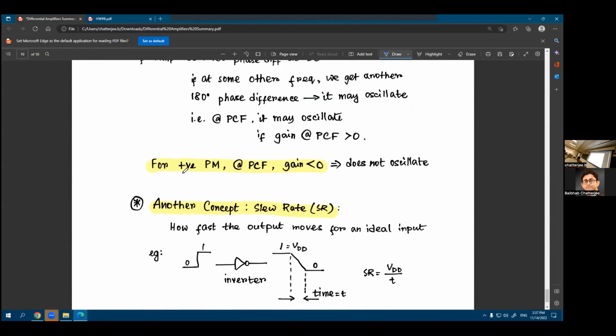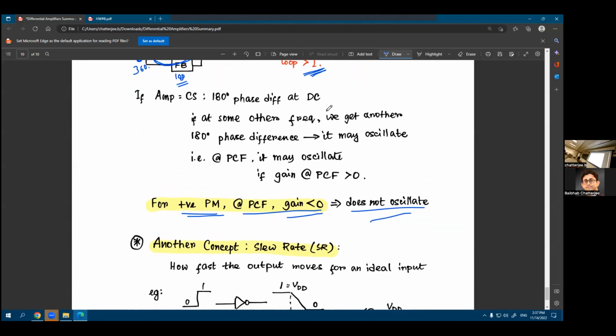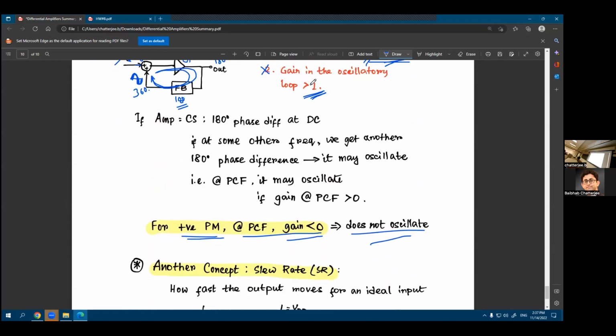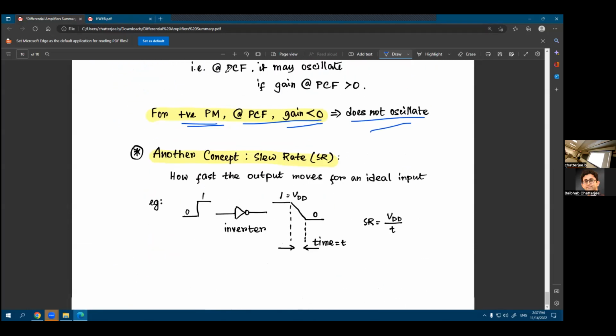Now for a positive PM, this is something we have already discussed. If you have a positive phase margin, at PCF your gain is less than 0, so it will not oscillate. It will not satisfy Barkhausen's criteria. So that will be one concept that we'll be using while solving the op-amp problems, while solving homework 8.